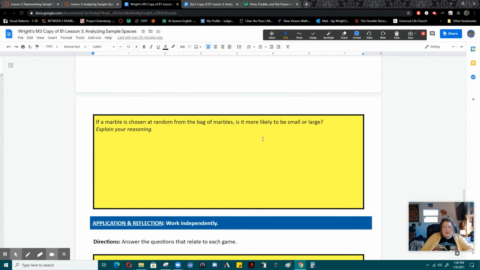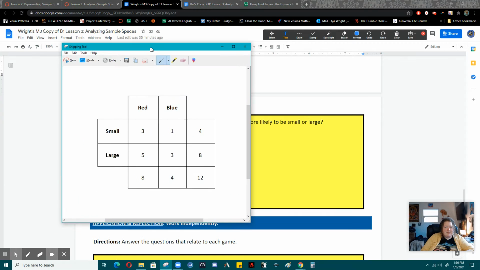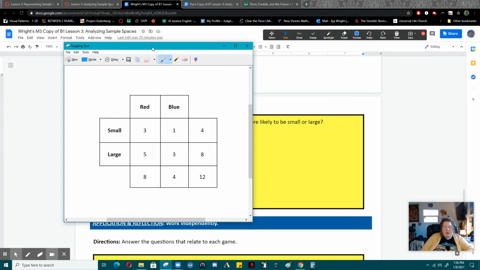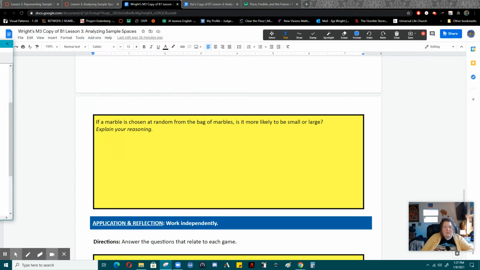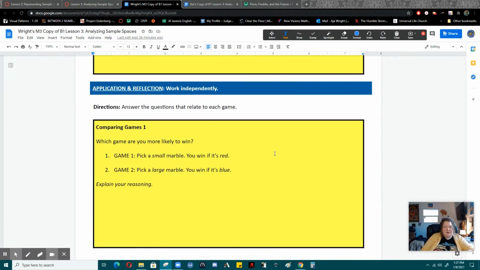The next one is, is it more likely to be small or large? So when you're thinking about if it's small or large, you're looking now at the row totals. So there's 4 total smalls, there's 8 total large. Well, 4 out of 12 is smaller than 8 out of 12, so it's more likely to be large. So that's not too tricksy. These are a little bit cooler.